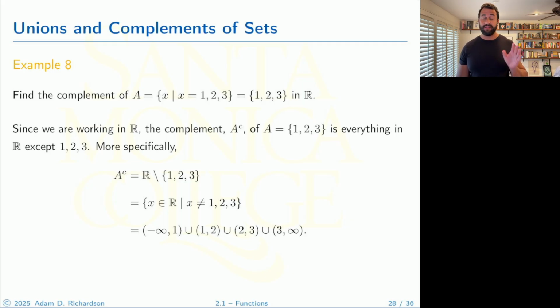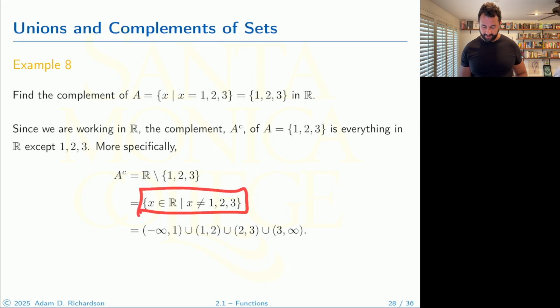There's nothing else. It's not the stuff in between one and two. It's not the stuff in between two and three. It's literally one, two, and three. It's just those three things. So if we take the complement of that set in the real numbers, it is literally everything except one, two, and three.